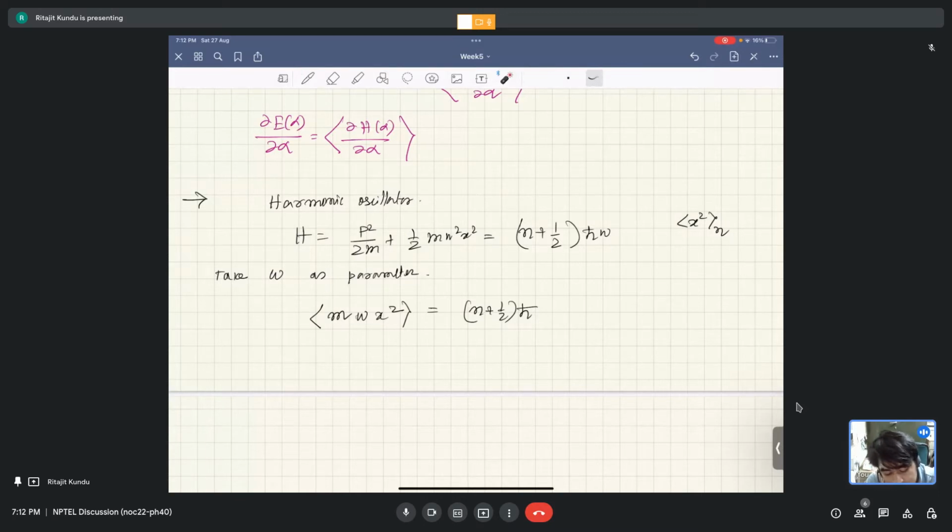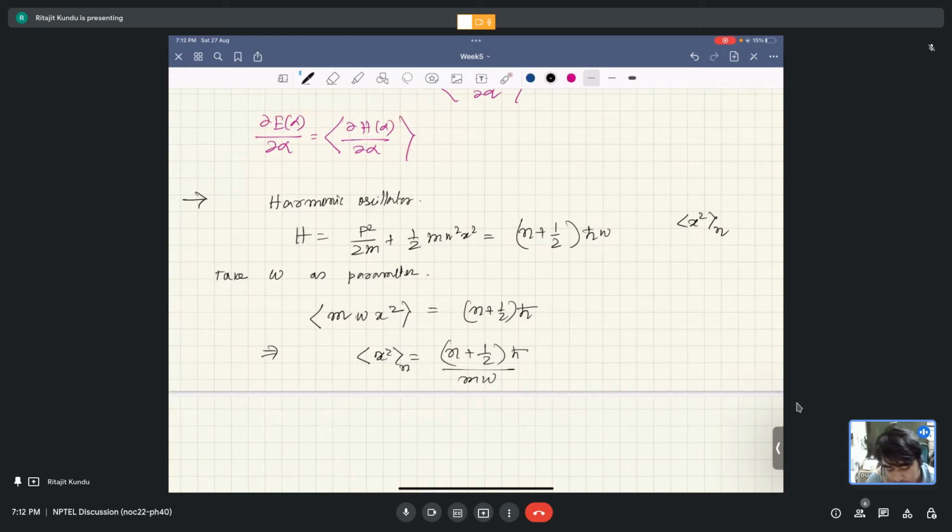On the right hand side, this is just a number, so the expectation value just gives you this times 1. You can extract the constant m omega from the left hand side, and it becomes m omega times the average of x squared, and on the right hand side you get (n plus half) h bar. So let me bring this m omega down. With this small calculation we could find the average of x squared for any general state. This theorem is a very useful theorem.